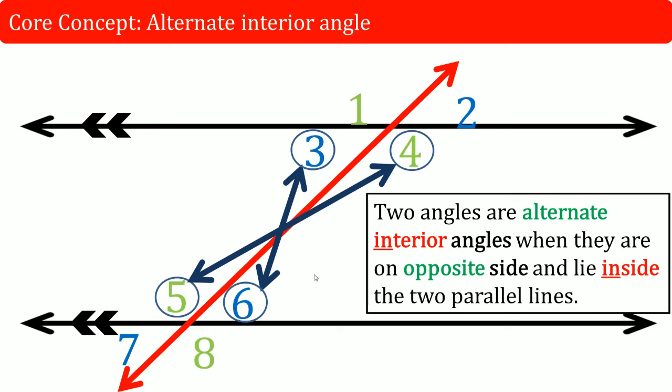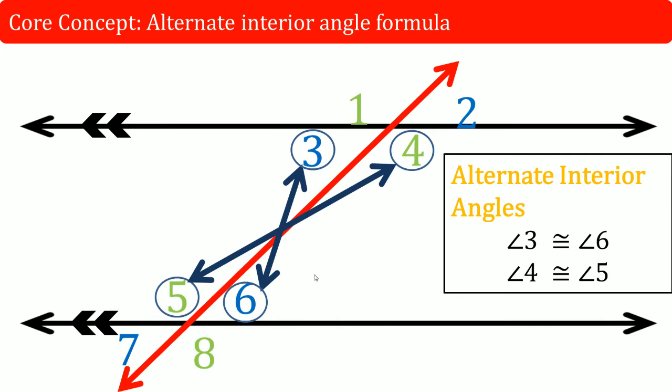And we know based on the colors that they are the same. They're congruent. So we could say that angle 3 and 6 are congruent, and angle 4 and 5 are congruent because they are alternate interior angles.